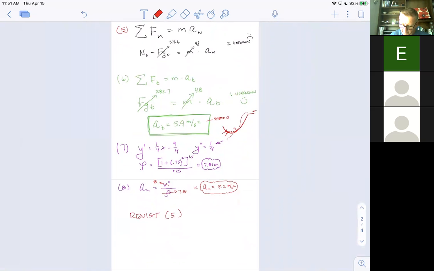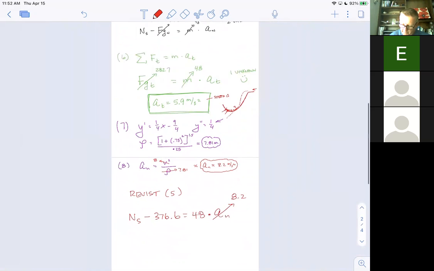And I can now find the normal of the snow pushing against me. So 376.6 equals 48 times the normal acceleration, which I'll write here and then replace with 8.2. And so finally I can find the normal of the snow pushing against me. And that is a surprisingly large number, which is 770 newtons.